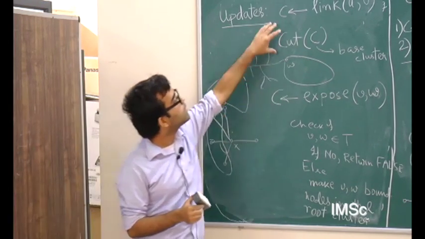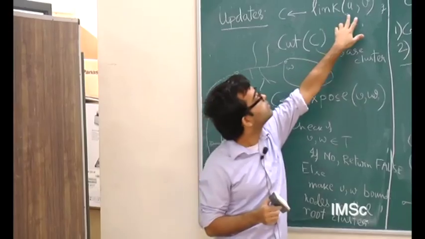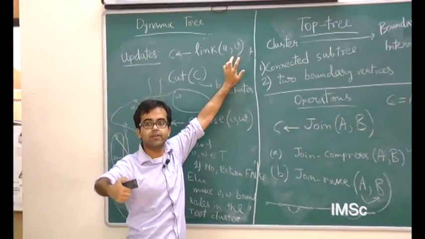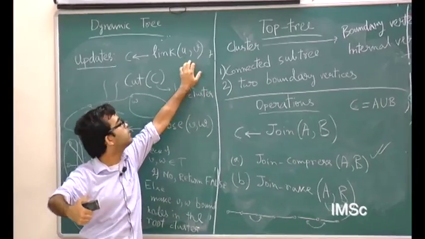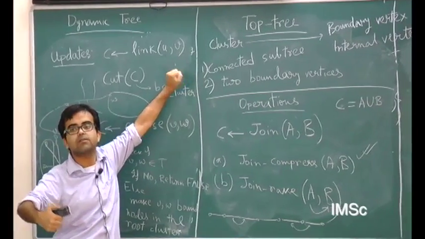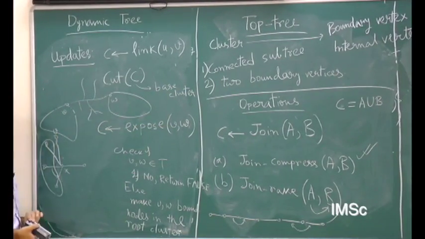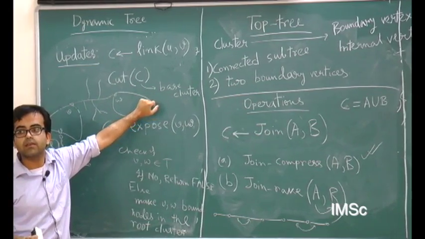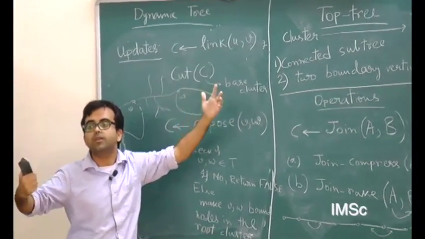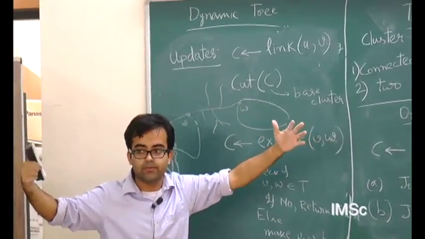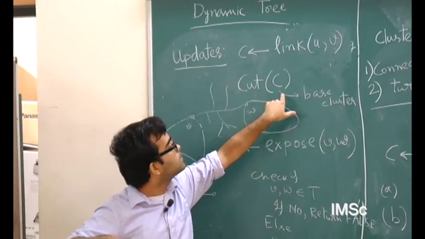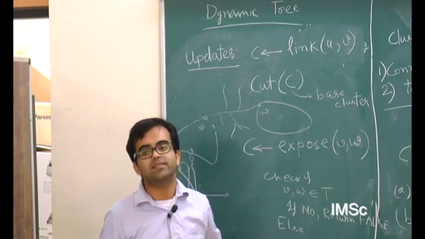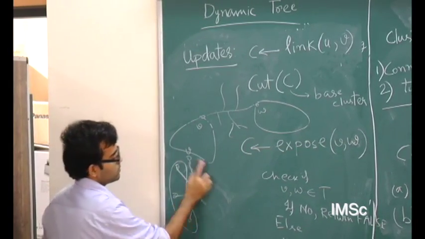Link and cut are basically, you have in the underlying forest, U belongs to one tree, V belongs to a different tree. No, U and V are nodes. Yes. The link is giving me a cluster. The cluster is the root cluster of the new underlying tree. Okay. And cut C, I said C is a base cluster. Base cluster means an edge. So you are just deleting an edge from the underlying forest.